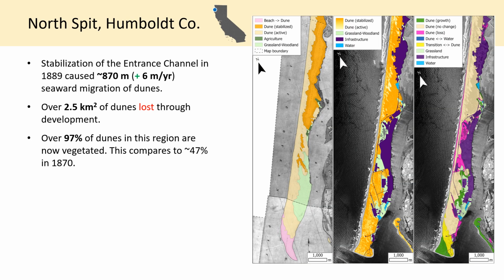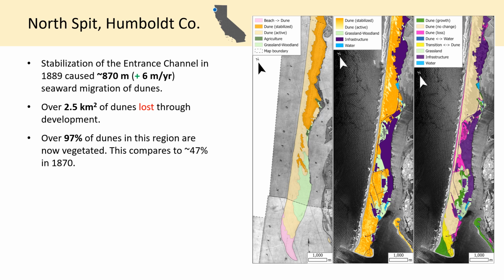So focusing now on a couple of case studies from Northern California. This is the north spit of Humboldt Bay in Humboldt County. The image shows, first of all, the historic extent of coastal sand dunes on the left. In the central panel, the existing extent of coastal sand dunes, and then the panel on the right showing changes and loss over time. The orange areas depict dune extent or dune habitat, whereas the purple areas depict infrastructure and dune loss.